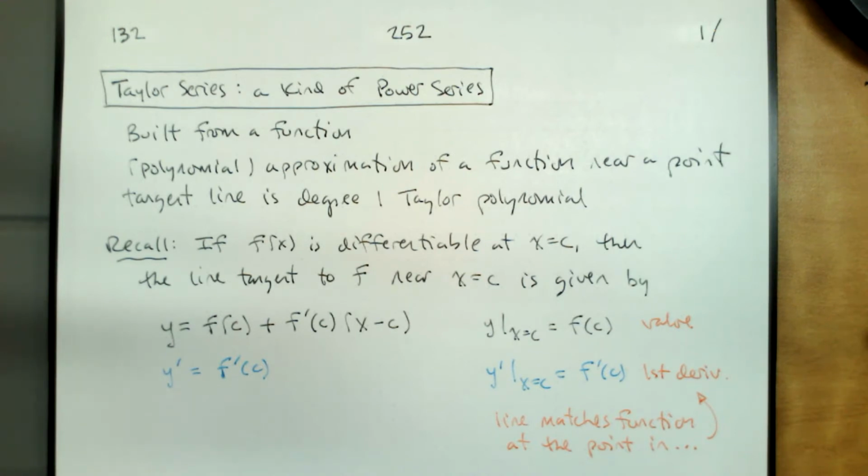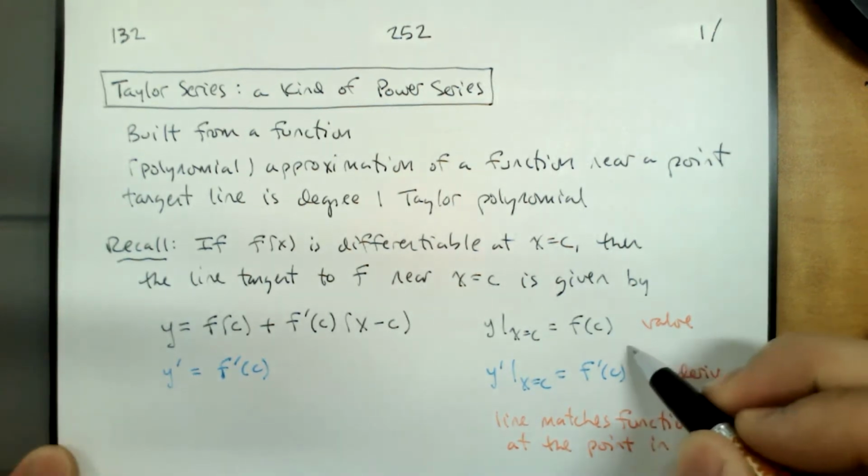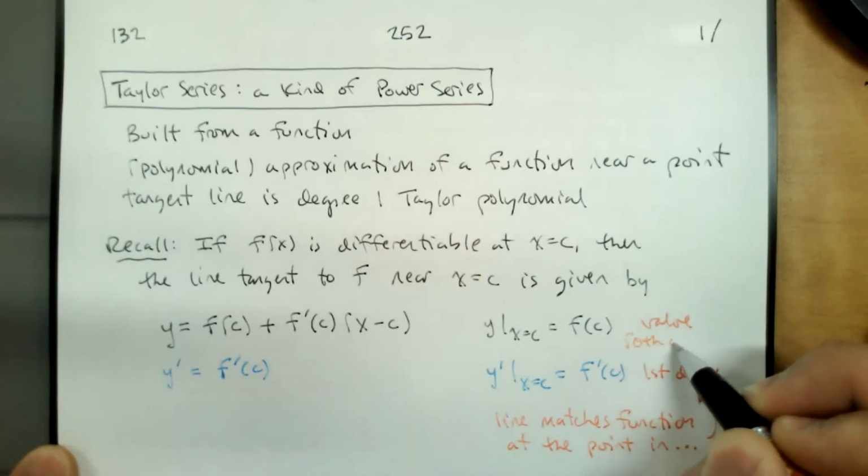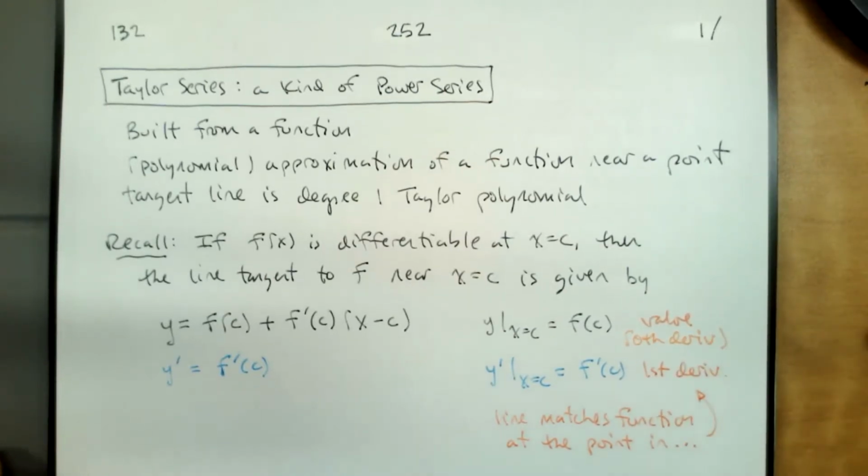What we're going to start doing is thinking of the value as the 0th derivative. So the tangent line, that first degree Taylor polynomial approximation of a function near a point, is the line that matches the function in value and first derivative. The line matches the function in 0th derivative and first derivative.